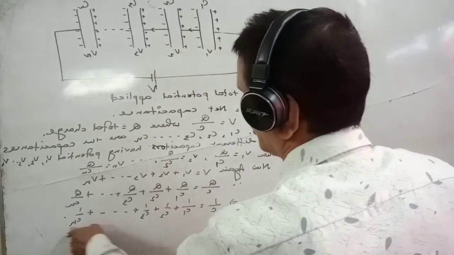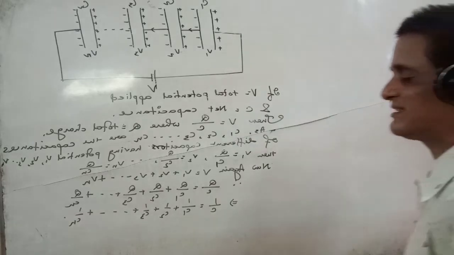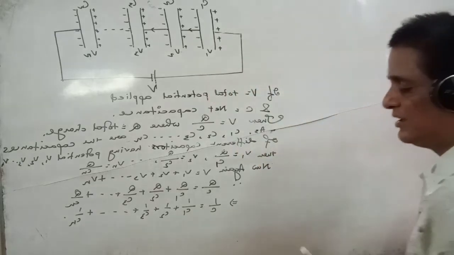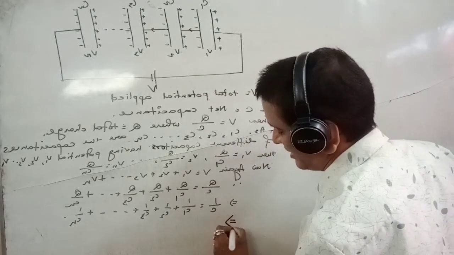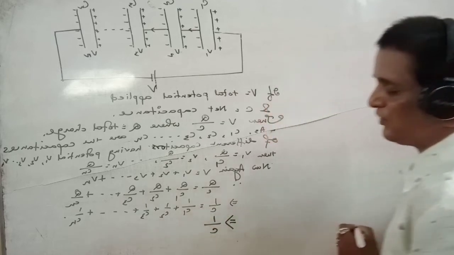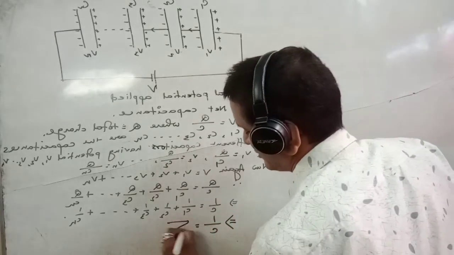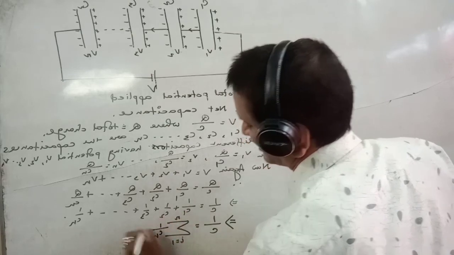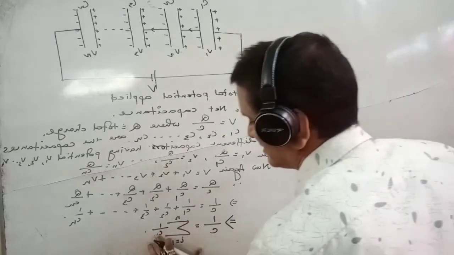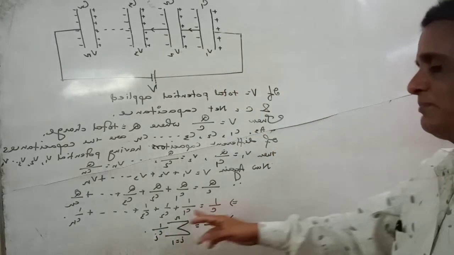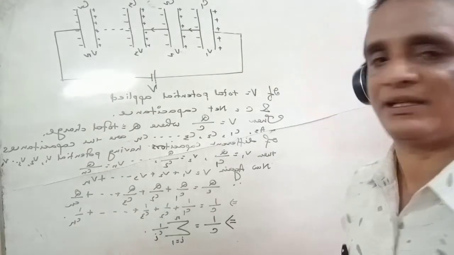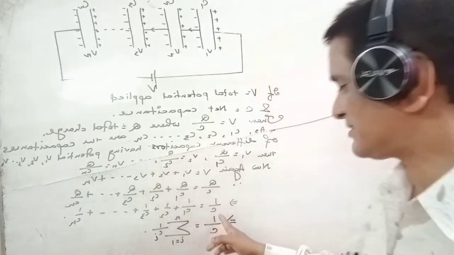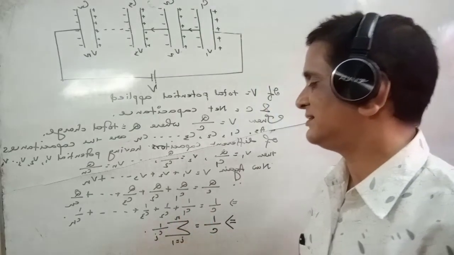So this is all about how the capacitances are connected in series. In short form, I can write the summation of i equal to 1 to n of 1 by Ci. Is it clear? So it will be 1 by C1 plus 1 by C2 plus 1 by C3. In this way we can write. So this is the total capacitance if they are connected in series.